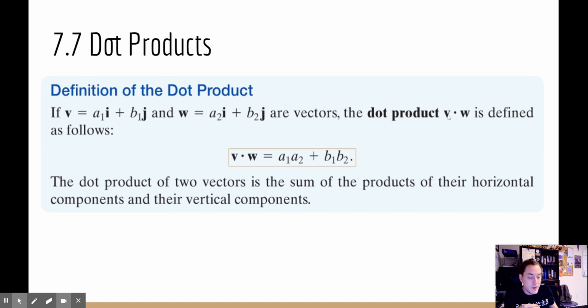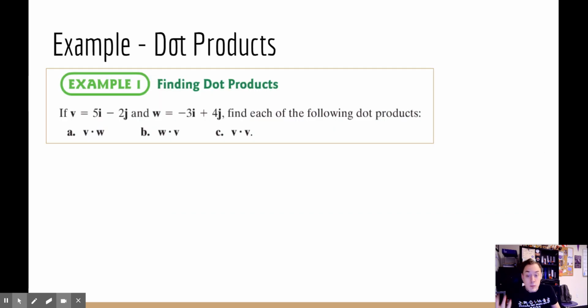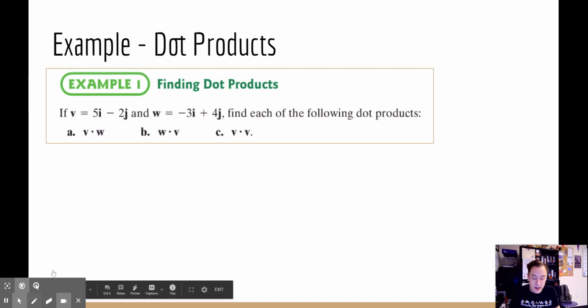So the dot product of v times w is defined as follows. I take the a's and multiply them, and then I add them to my b's. And that's it. So it is the sum of the products of the horizontal components, which are my a's, and the products of the vertical components, which are my b's. So let's go to town. Let's actually go through some examples here.